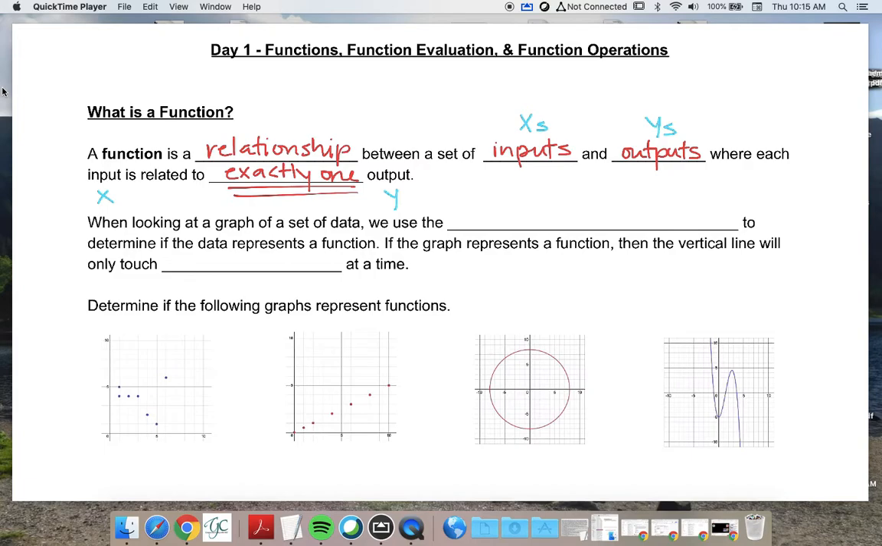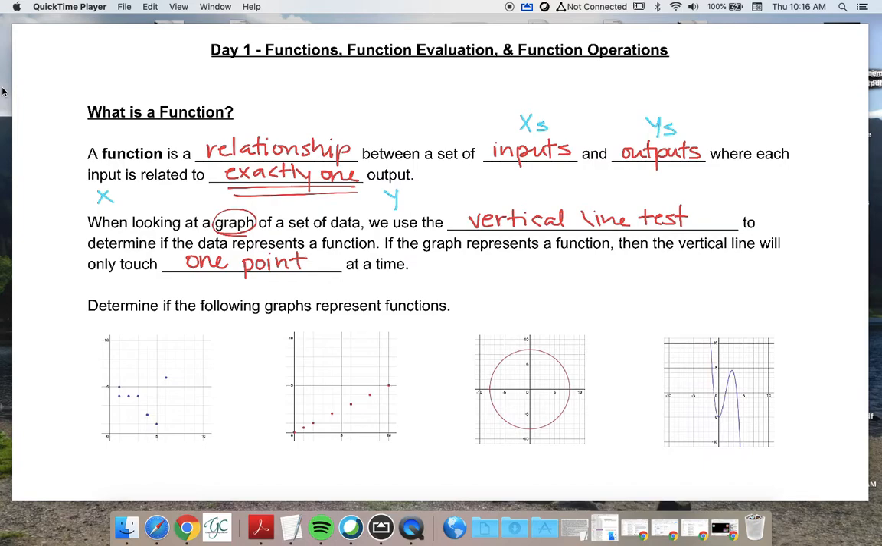So when we're looking at the graph of a set of data, we use the vertical line test. Hopefully that's something you have heard before. We use that vertical line test to determine if the data represents a function. If the graph represents a function, then the vertical line will touch only one x at a time, or only one point at a time.